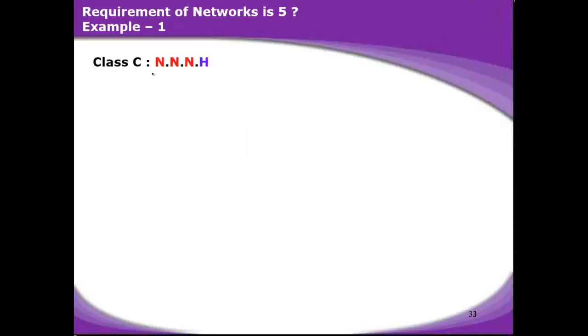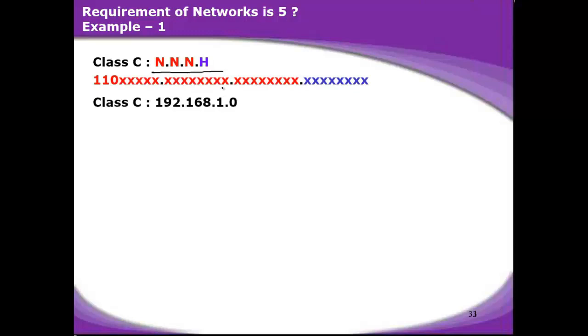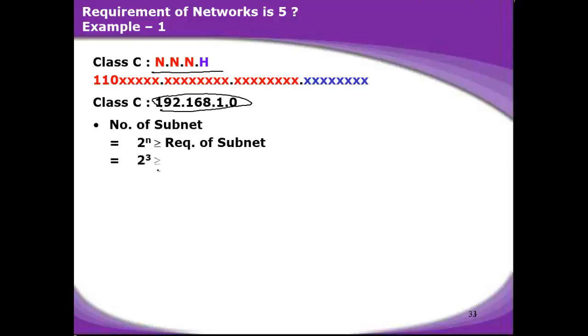So in order to do subnetting, you need to look for the networking bits in the given address or the mask. So the 24 bits are there for networking in class C and 8 bits are for hosts. So in class C, this is the address you are given. So the first calculation you do is the number of subnet calculation. The formula is 2 to the power n should be greater than or equal to required number of subnets. So you require 5 subnets. So the 2 to the power 3 is going to solve your problem.